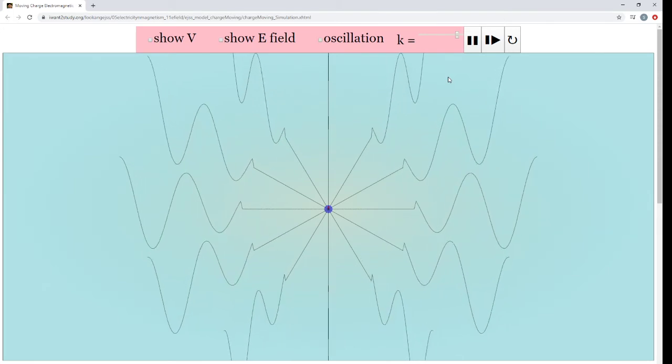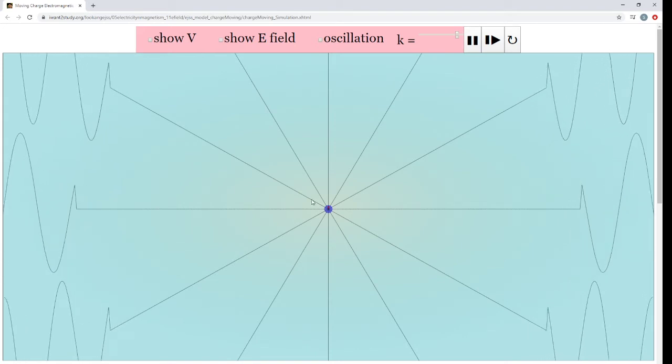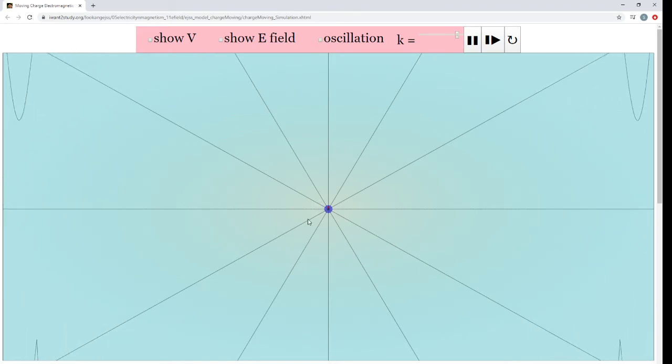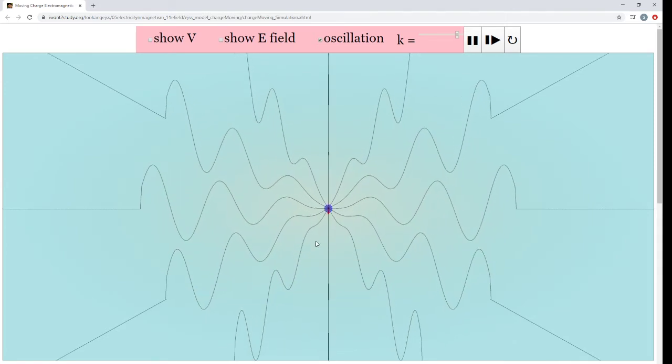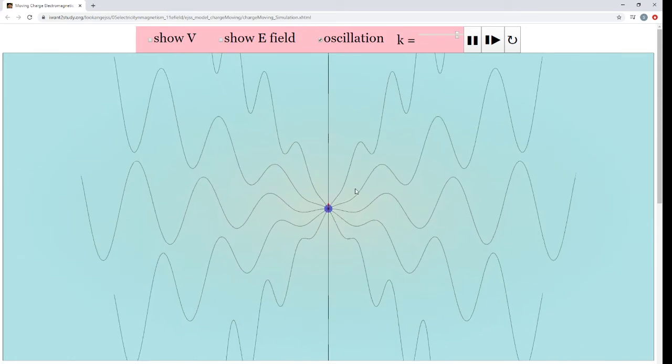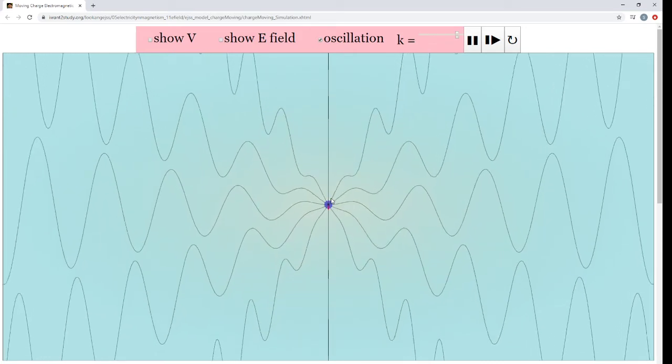Okay, so if we have a static charge here, stationary, that is not moving, our electric field is going to go radially outward like we were discussing. However, if we oscillate this charge back and forth, then this electric field is going to form waves, okay? And these waves are going to propagate.